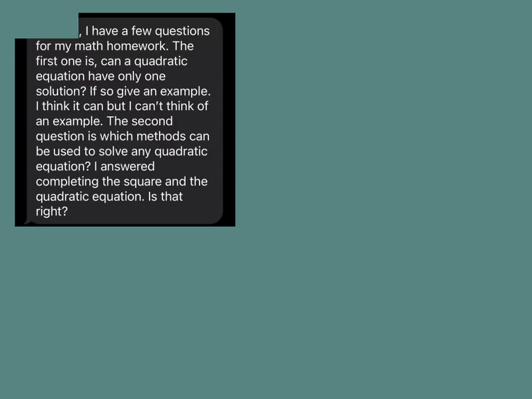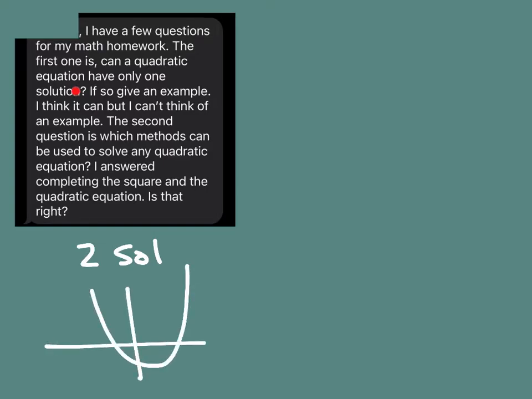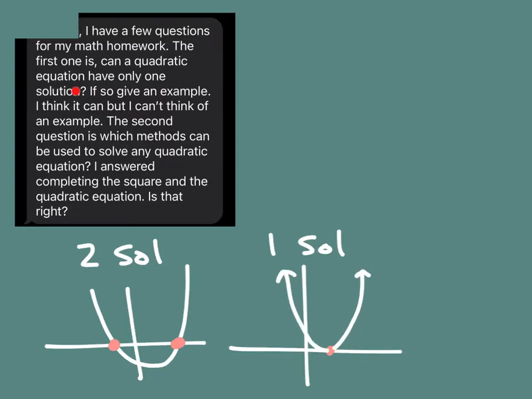So the first question is, can a quadratic equation have only one solution? The answer to that question is yes. So how I think about it, you've got three options. A quadratic equation has two solutions if the parabola intersects the x-axis at two different points. You can have one solution if a quadratic function has its vertex on the x-axis. Okay, so that's one solution.